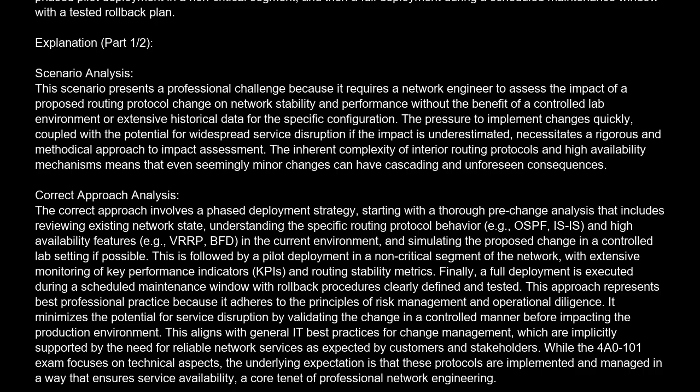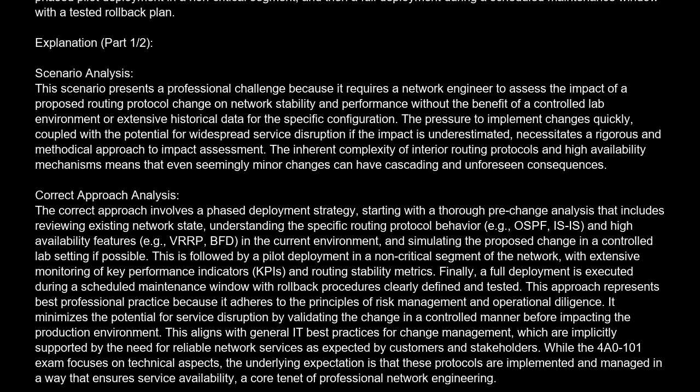Explanation. Scenario analysis. This scenario presents a professional challenge because it requires a network engineer to assess the impact of a proposed routing protocol change on network stability and performance without the benefit of a controlled lab environment or extensive historical data for the specific configuration.